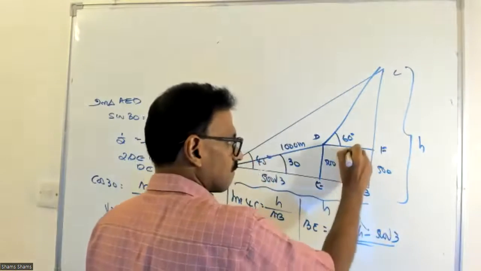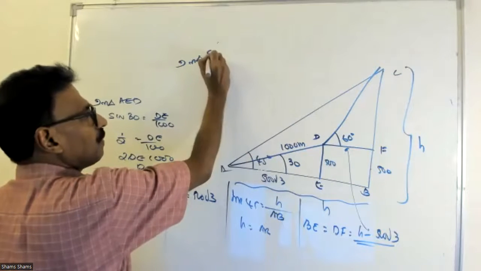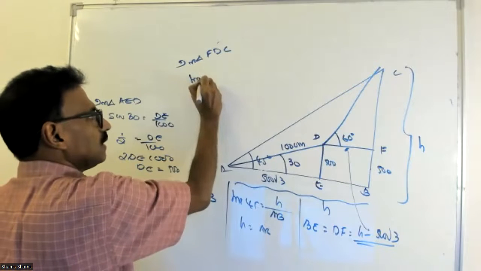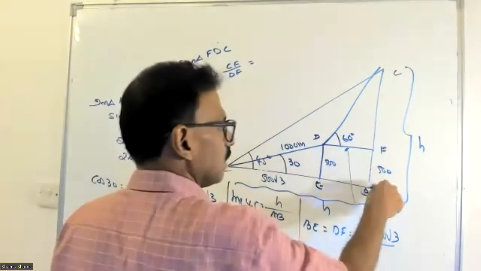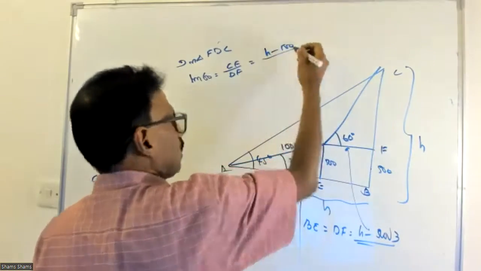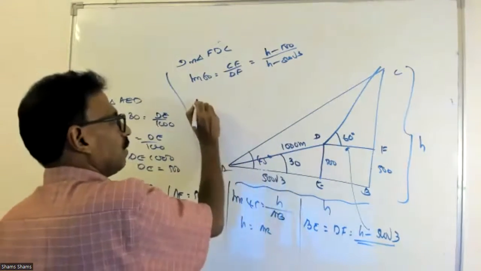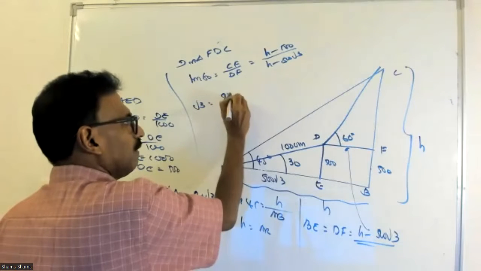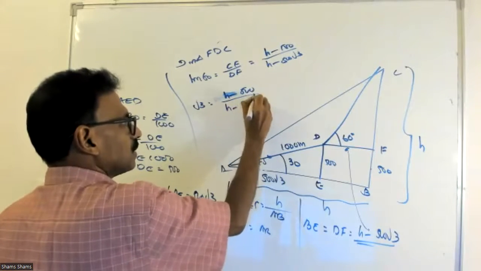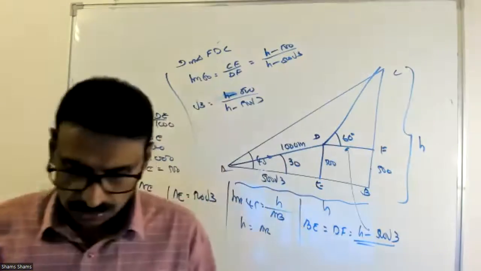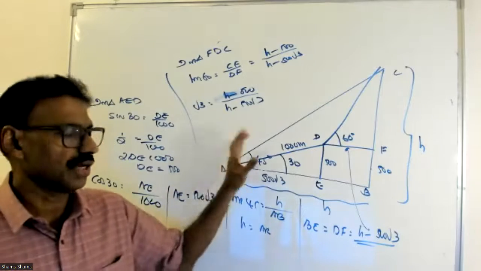Then in triangle FDC, tan 60 equal to CF divided by DF. CF is H minus 500, divided by H minus 500 root 3. Now we substitute: root 3 equal to H minus 500 divided by H minus 500 root 3. Simplify now, apply the value of root 3, which is given. Do the calculations, figure it out, okay or not?